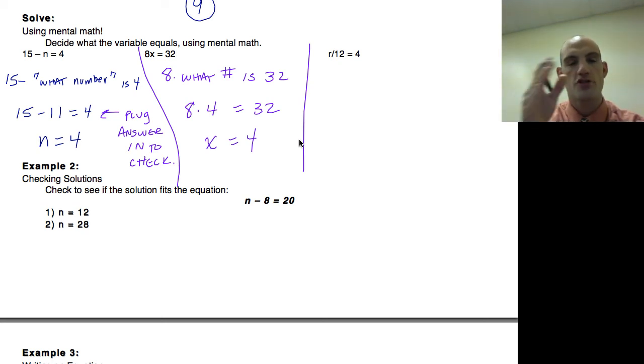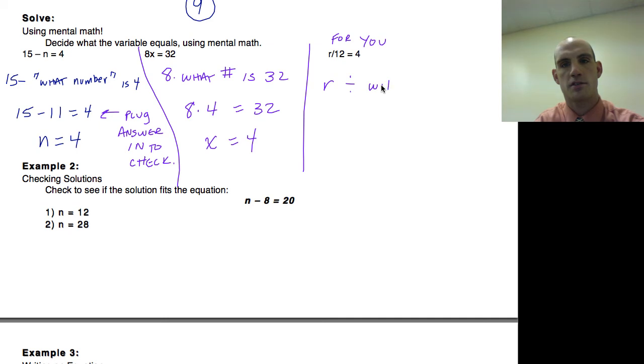Try this last one on your own. This one is for you. R divided by what number, what number divided by 12 is 4?